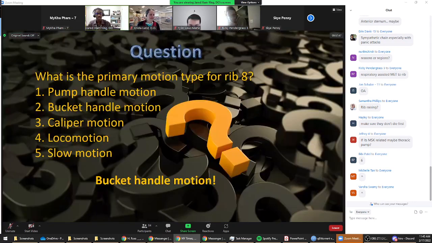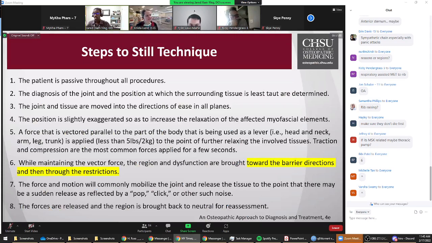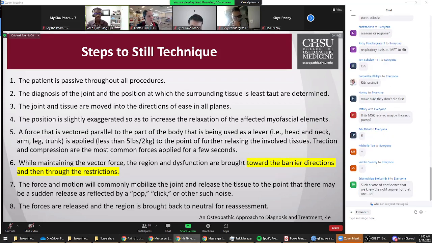So, steps for Still technique. I just want to note this one in your slides. This is a little bit different here. It's the same phrasing, I just changed the words a little bit by taking off, I think it was a "the" and a "van" and an "and" or something, just to make it a little clearer. So feel free to write that down.